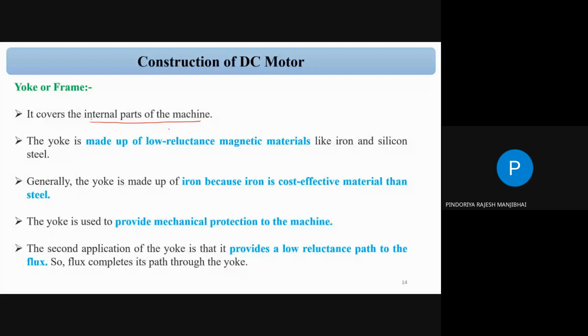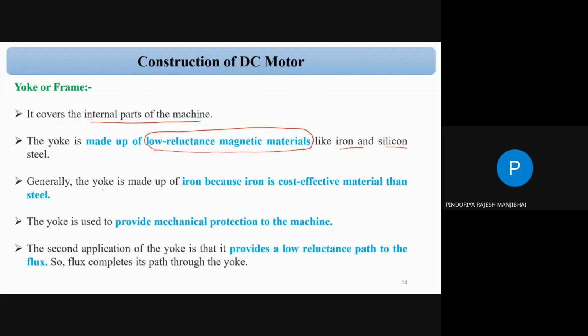So, one by one discussion. The yoke and frame cover the internal parts of the machine. As I said in the previous slide, the role of the yoke and frame is to provide protection to the inner parts: the pole shoes, brushes, commutator, stator winding, and rotor winding. The yoke is made of low reluctance magnetic material, so it can carry the maximum flux, like iron or silicon steel.